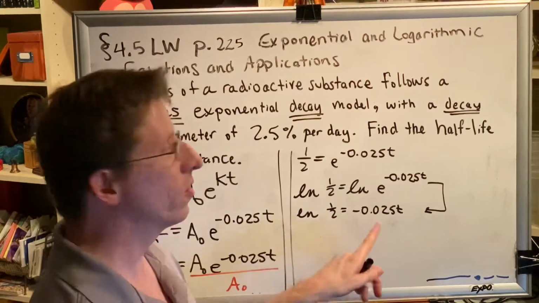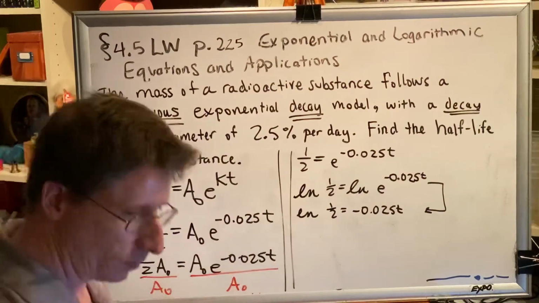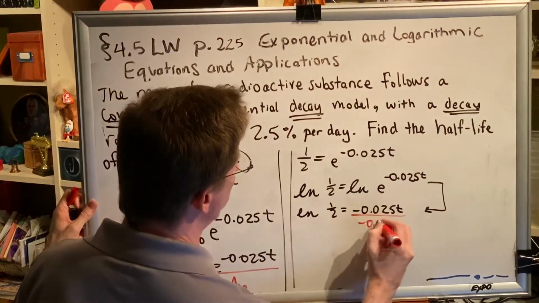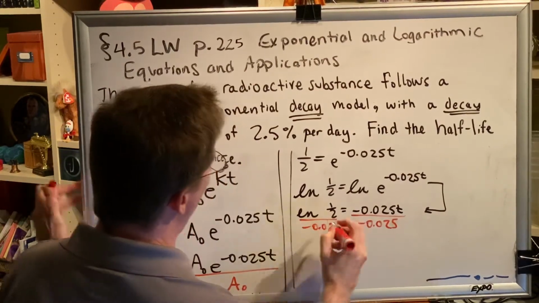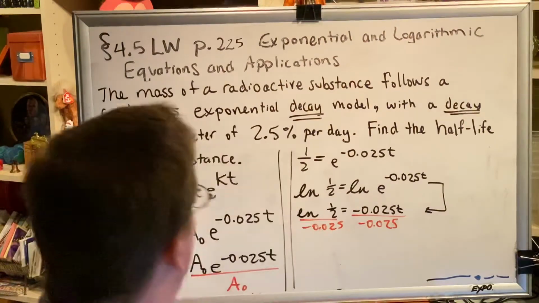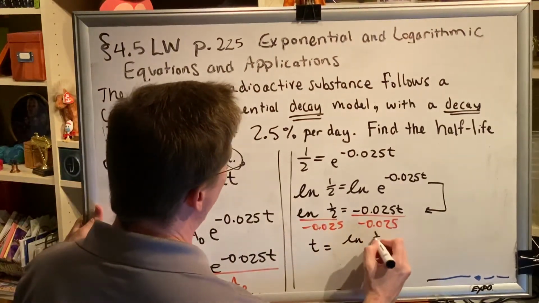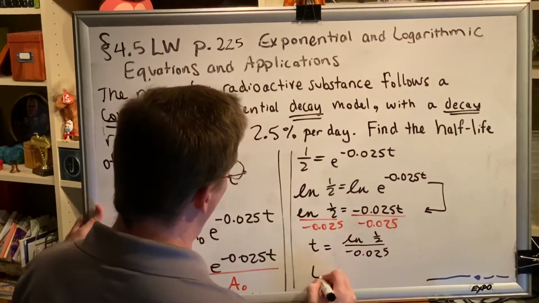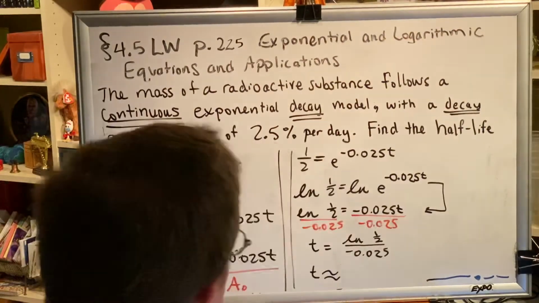I have 2 examples that show the algebra that supports why this and this are equal. Divide both sides by negative 0.025. And we get our exact answer for t. T is exactly equal to the natural log of 1/2 divided by negative 0.025. But we need a decimal approximation for this, so we'll pick up our calculators.